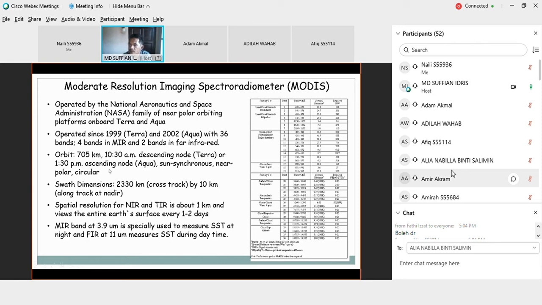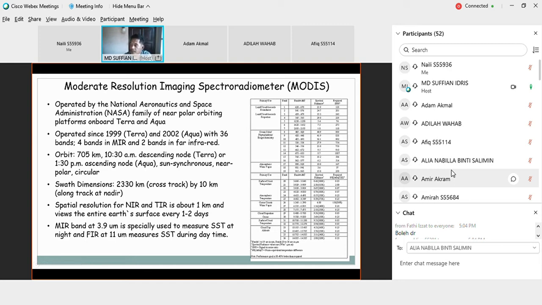They orbit at 705 km. Terra crosses at 10:30 in the morning, descending north, and Aqua at 1:30 PM, ascending north. It is sun-synchronous and near-polar. The swath dimension covers 2,330 km cross track by 10 km along track.